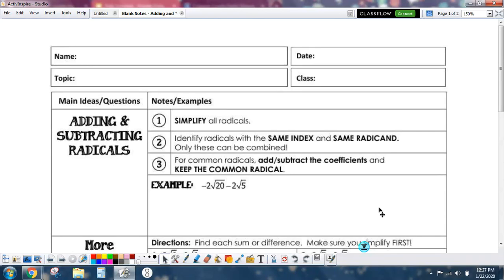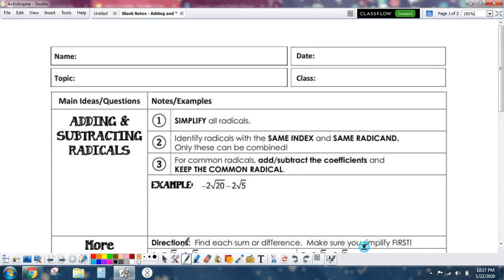Today we're going to be talking about adding and subtracting radicals. So there are 3 rules that you need to remember when we're adding and subtracting radicals. The first one is that you need to simplify all radicals. So this is what we've been doing before, taking our larger number under the radical and simplifying it as much as you can, so there's nothing left that can be simplified.